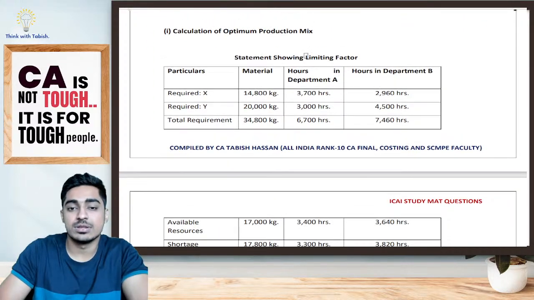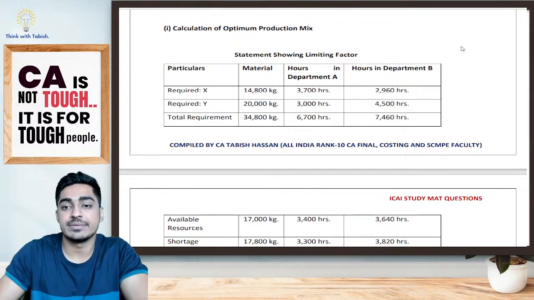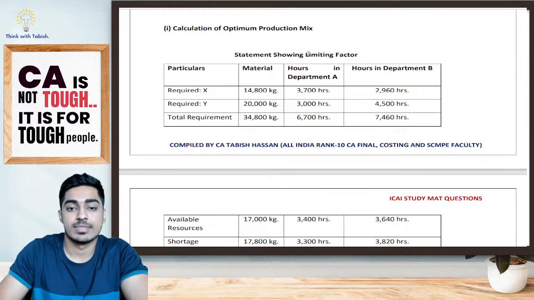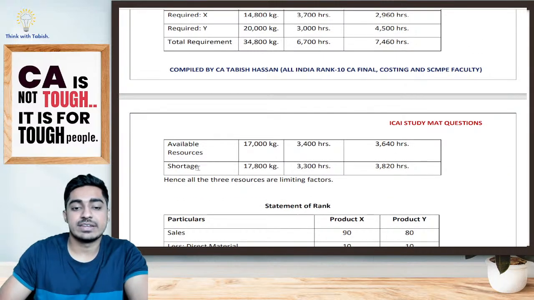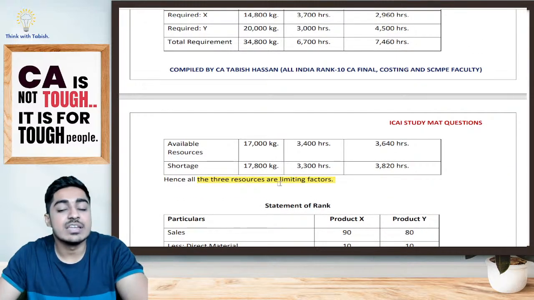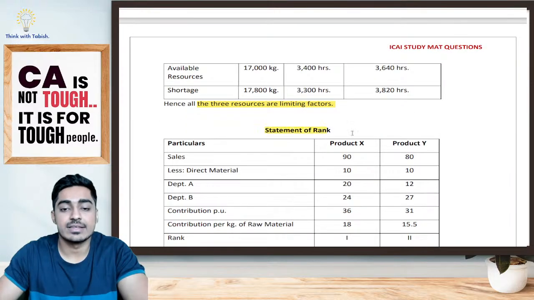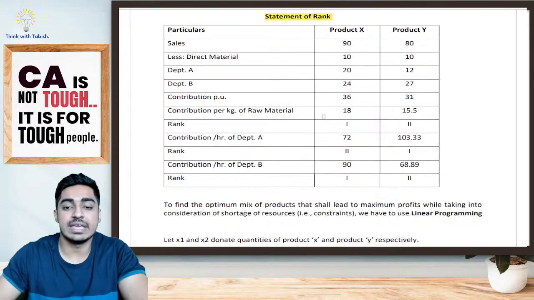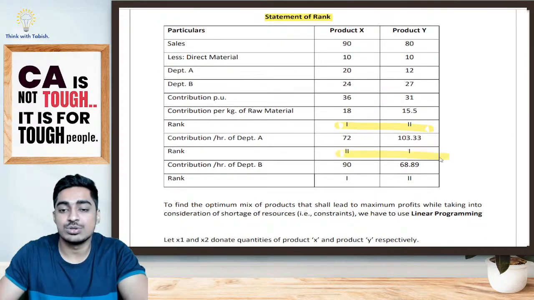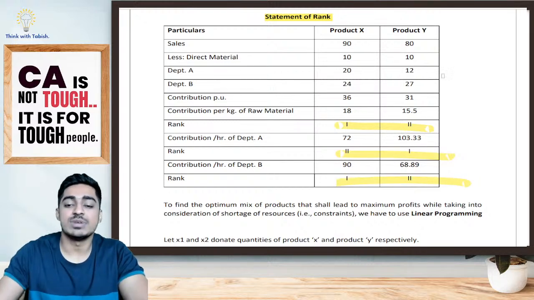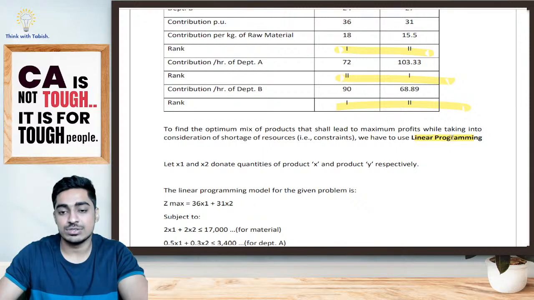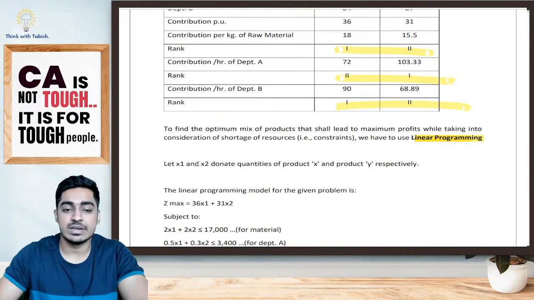First, we have calculated the limiting factor. We have told that all three factors are limiting factors. Next, we have given a rank. Based on department A, the rank is 1 and 2. Here it is 2 and 1. Here it is 1 and 2. Again, there is no possibility, so what we need to do is LPP only. For LPP, we have taken X1 and X2, that is, X and Y.